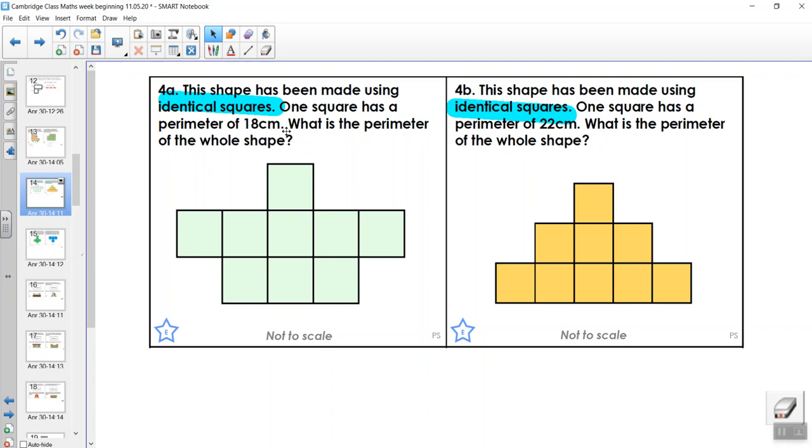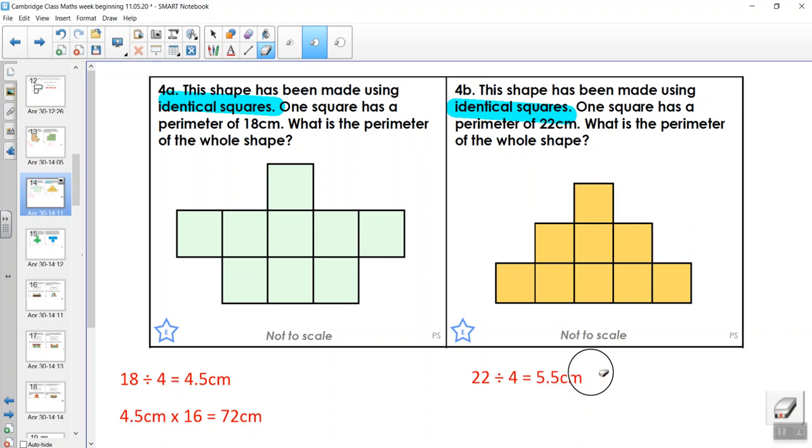Now that was a little bit trickier because 18 divided by 4 is going to leave you with a bit of a fraction. And that was your challenge for this one. So I'm hoping you worked out that 18 divided by 4 is 4.5. And then you needed 16 lots of 4.5. Well done if you got that. And similarly, when you divided your 22 by 4, it would give you a half fraction. So you did 22 divided by 4, which is 5.5, and then there were 16 of those: 88 centimetres.